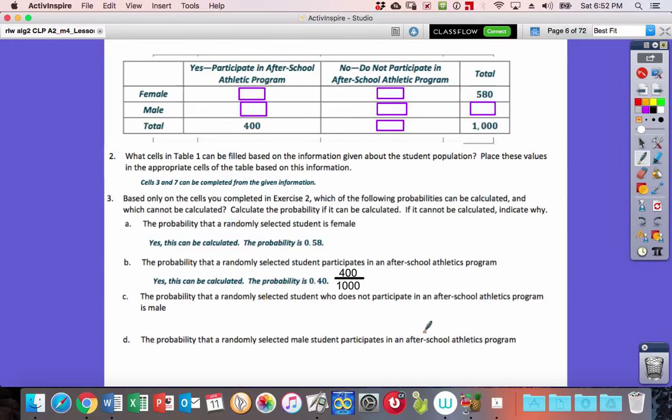The probability that a randomly selected student who does not participate in after-school athletics programs is male. Well, they'd have to be male, and selected out of all the non-participants. I could probably figure out the males, but I don't have that filled in right now, and I can't do that because I don't have that part of the table filled in. No, it can't be calculated. We need to know the value of cell 5, the one we circled up here.